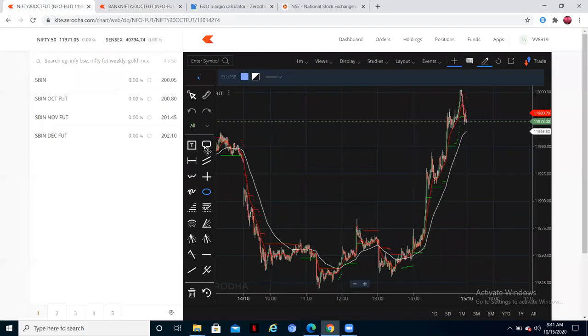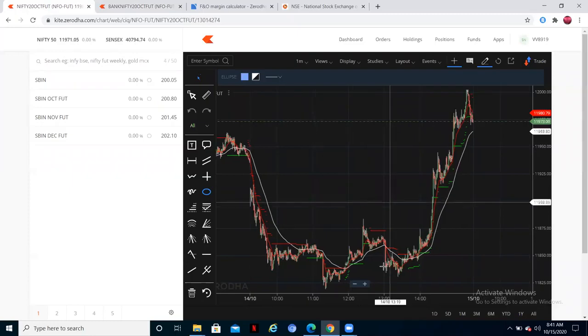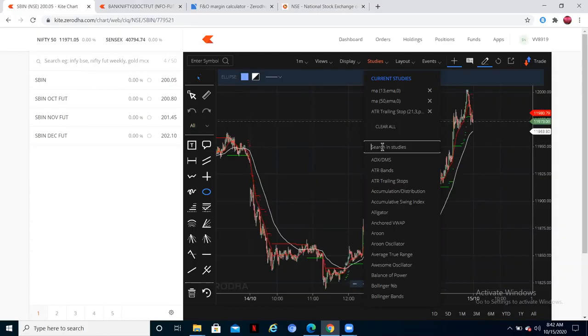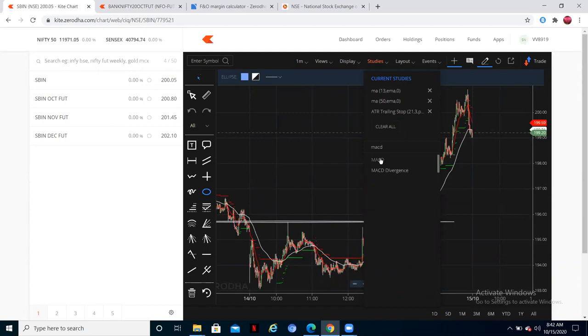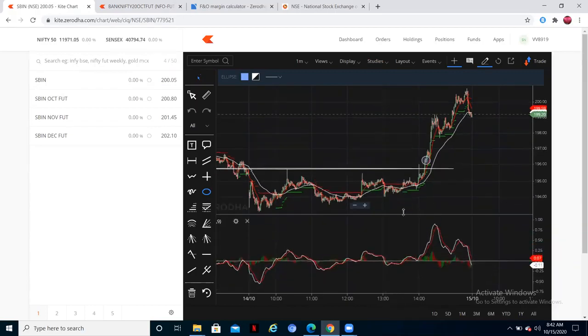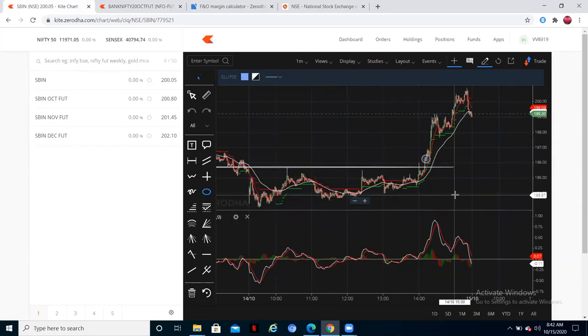Here you can see, this is SBIN's chart. From the indicators, we apply the MACD indicator. You will simply search for the MACD indicator and apply it. I have only applied it with the default settings.